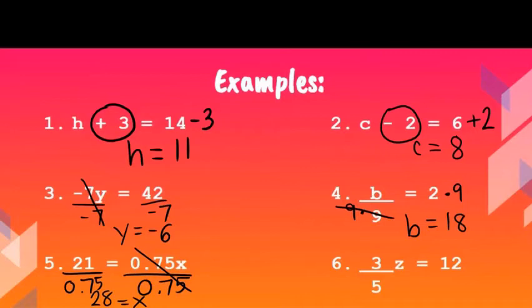Number 6, 3/5 z equals 12. Now this is showing 3/5 times z, but since it's a fraction, we're going to use the reciprocal here. The reciprocal is when you flip the number so that the bottom number becomes the top and the top number becomes the bottom. So we're going to flip this and make it 5/3. We're going to multiply this on both sides. The fractions on the left side will cross out because they are the same numbers just flipped.